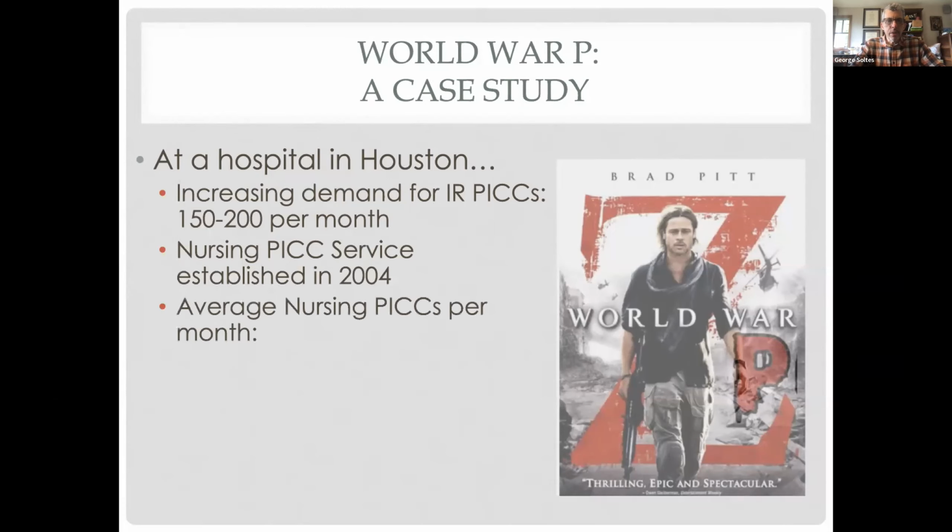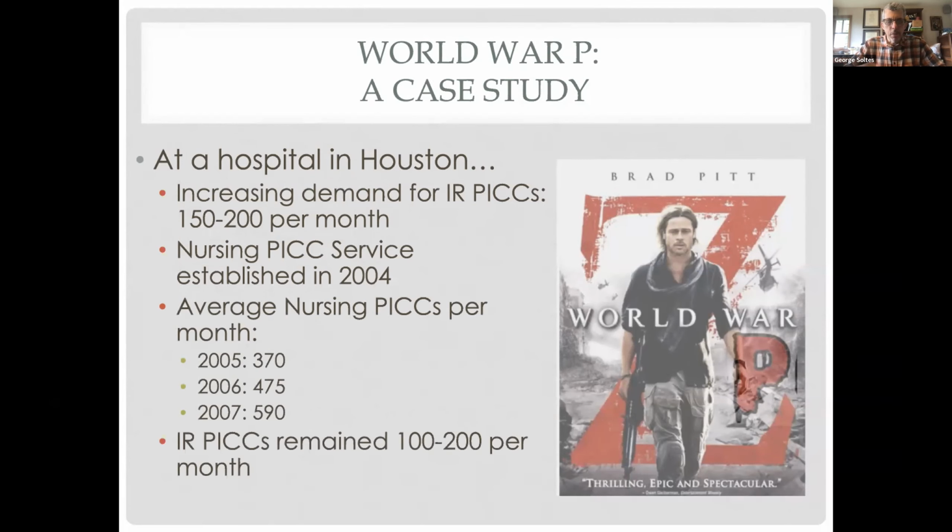So we followed this very closely, how many PICs per month our nursing service was placing, and we were still placing in IR with the idea that we'd place the ones that they had some difficulty with or where there was some complicating factor. So in the first year we did this, the nurses placed 370 a month, the next year 475 a month, the next year 590 a month.